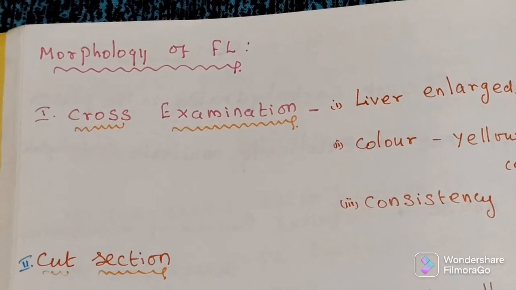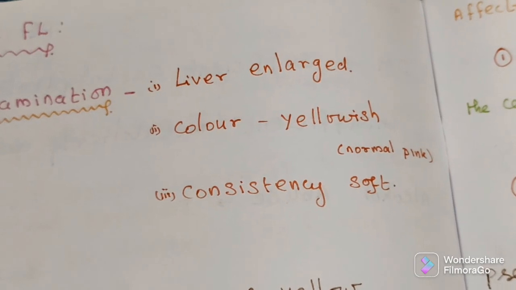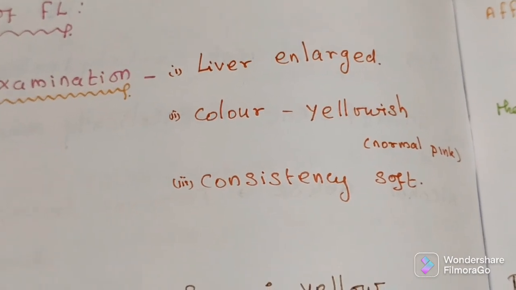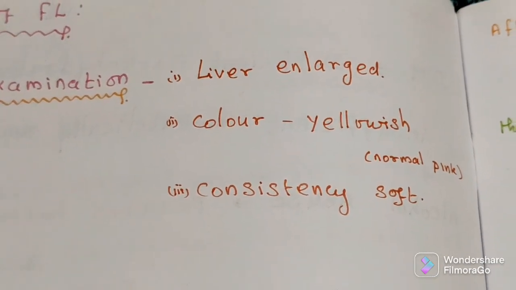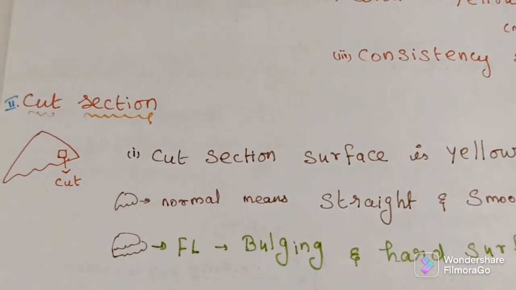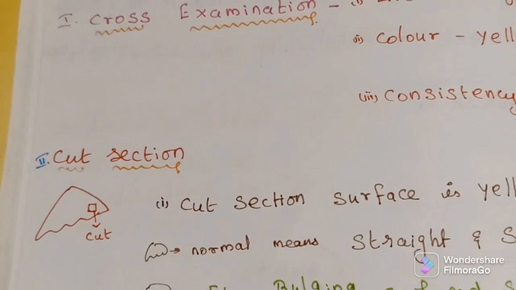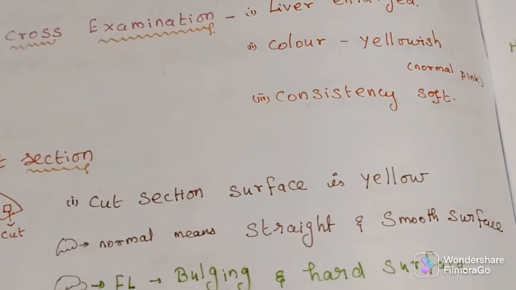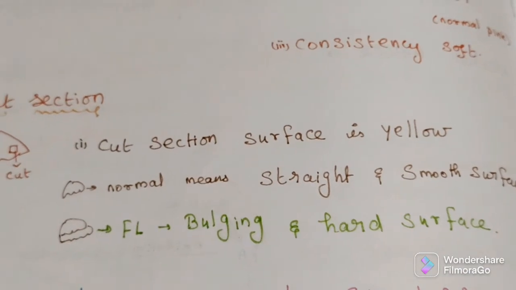Now coming to the morphology of fatty liver. First is gross examination. On naked eye examination, the liver is enlarged. Normal liver color is pink, but due to fat accumulation it becomes yellowish. Consistency is soft. Second is the cut section. Suppose this is the liver and we cut a section. Normally pink, here yellow. Normally the surface is straight and smooth, but here it is bulging and hard.